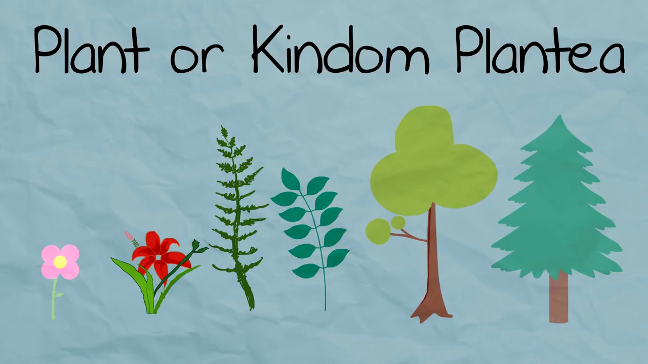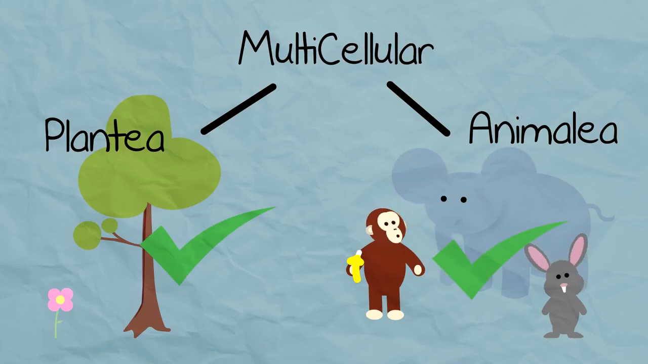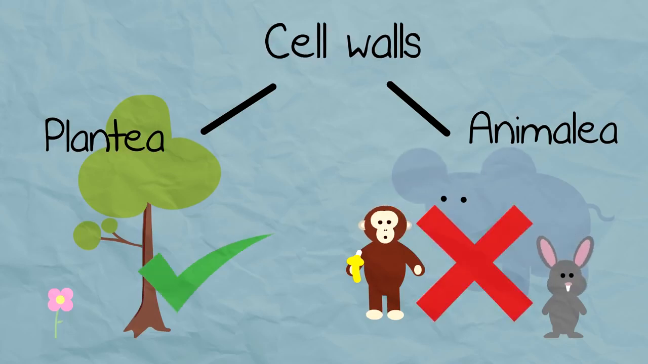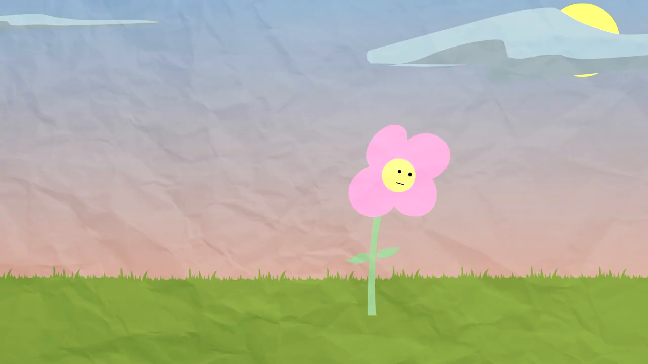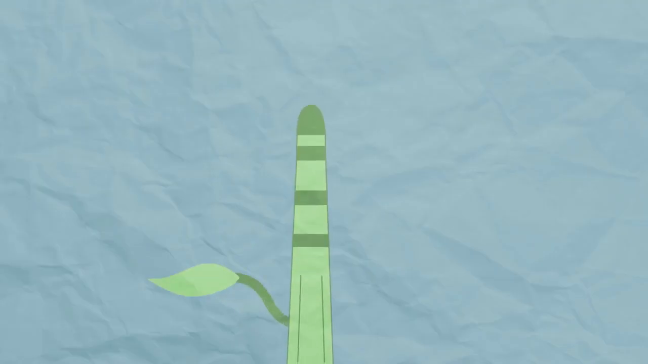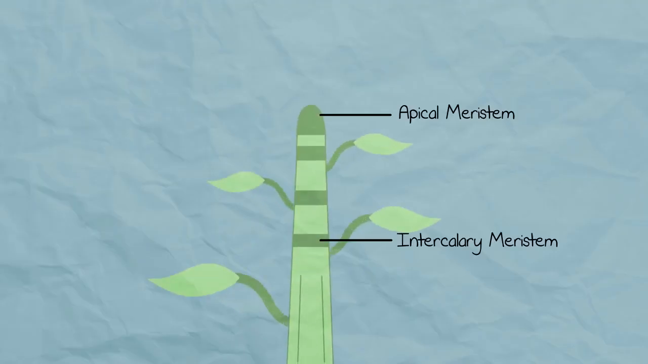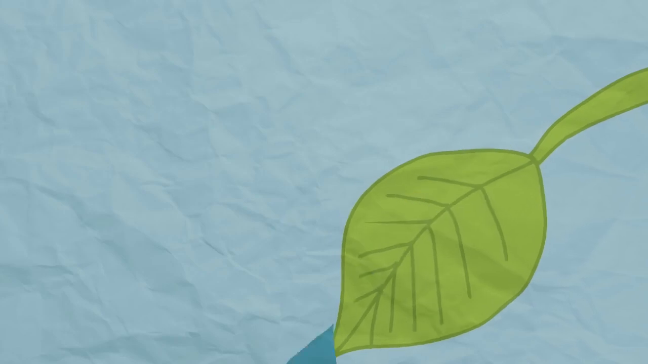Plants, or kingdom plantae. They are eukaryotic and multicellular like animals. Unlike animals, they do have cell walls with cellulose in. They are autotrophic, which means they use photosynthesis to make their own energy from sunlight. Their growth is restricted to meristems, which are layers of dividing cells. They are non-motile, and they have a leaf gas exchange system and are waterproofed.